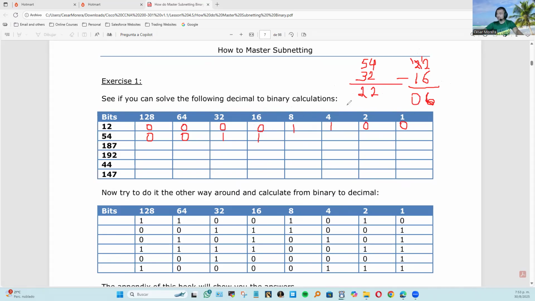Can we subtract 6 from 8? No, we can't. So this will be a 0. 6 minus 4? Yes, we can. So this will be a 1. And then we have a 6 minus a 4. We get a value of 2, meaning that we can subtract. So this one is turned on, and we have now a value of 0, which stays here.